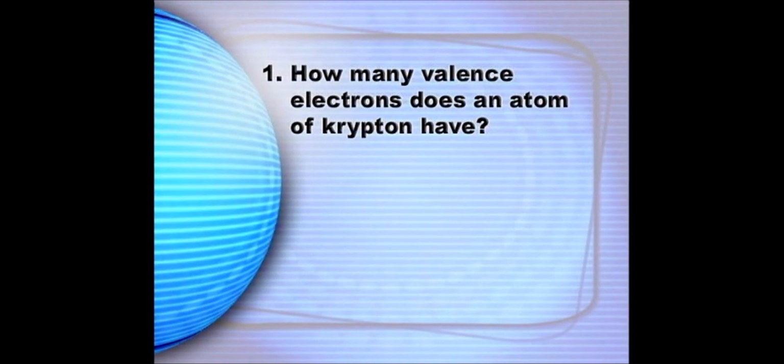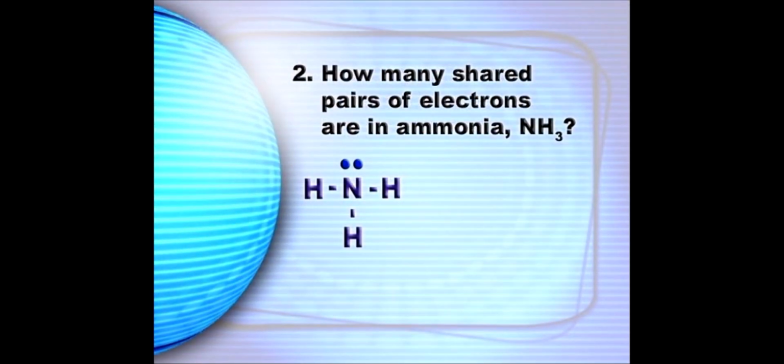Number 1. How many valence electrons does an atom of krypton have? A. 2. B. 4. C. 6. D. 8. Number 2. How many shared pairs of electrons are in ammonia, NH3? A. 1. B. 2. C. 3. D. 4.